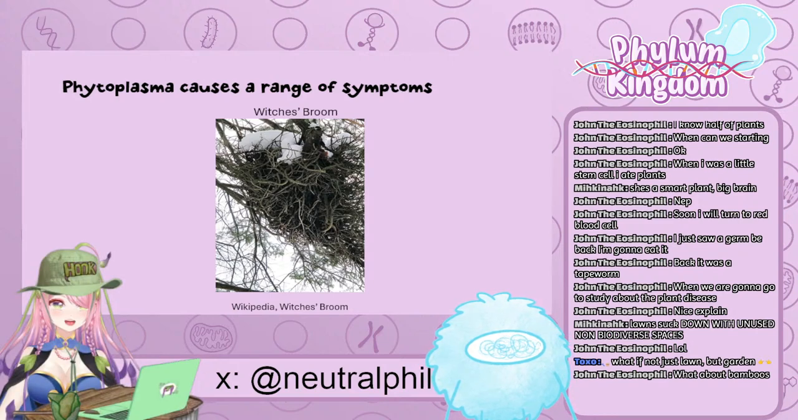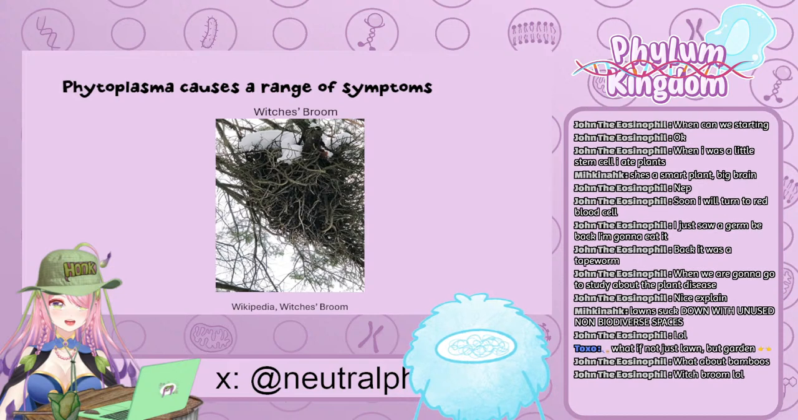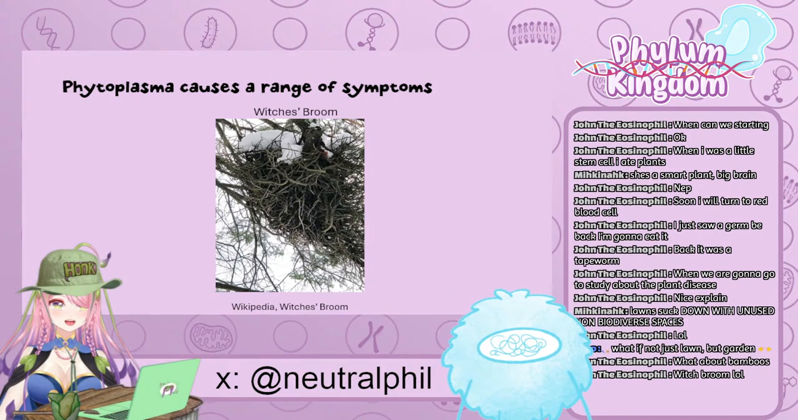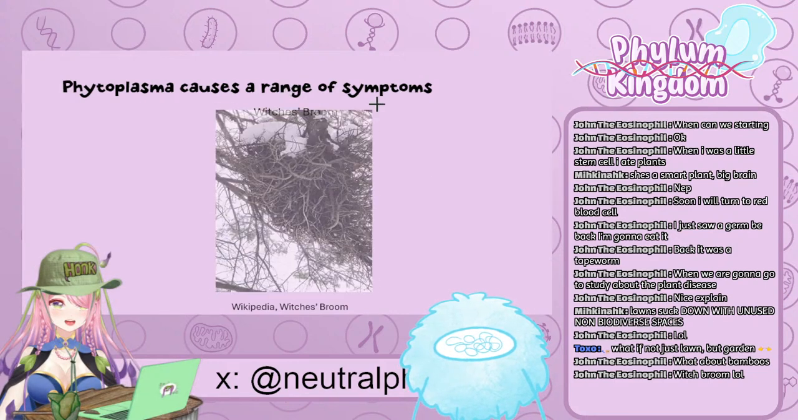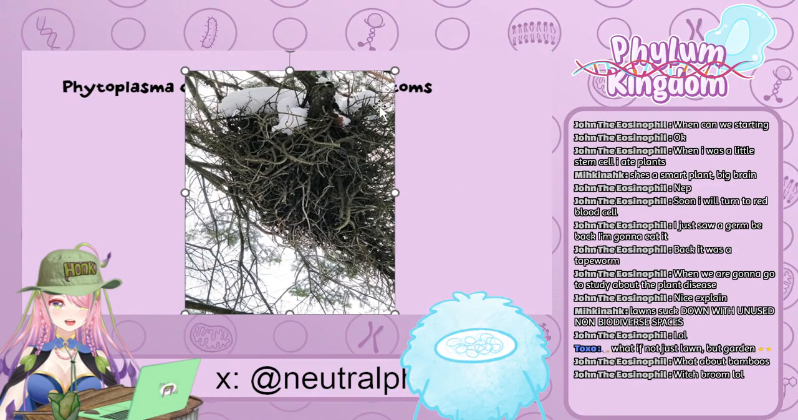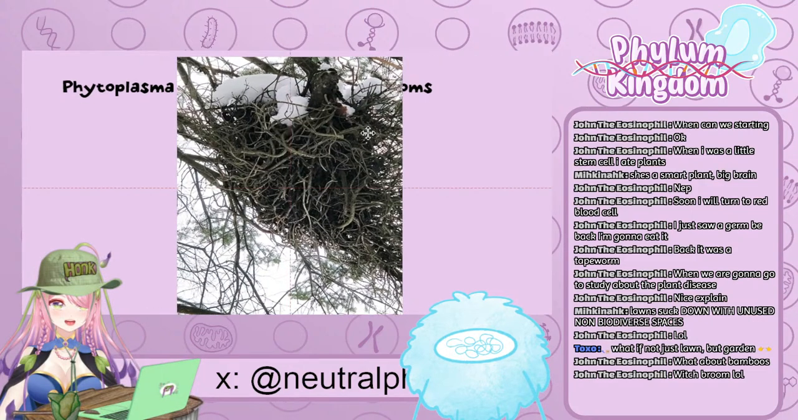Sure. So let me give you the definition that I found for witch's broom. It's a clustering of branches. So I'm going to talk a little bit about structure here. In your main stem of a plant, you have sections that are called nodes and internodes. Nodes contain meristematic tissues, so stem cells.